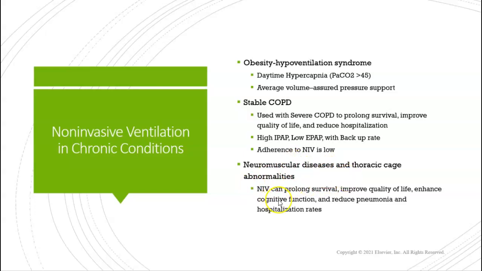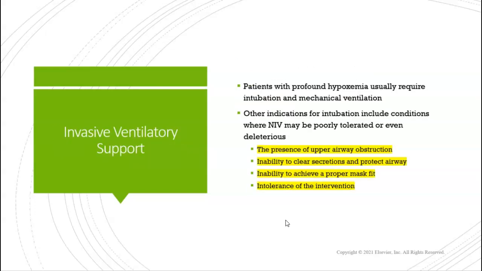Neuromuscular disease patients also can use non-invasive at home. So myasthenia gravis patients, ALS patients, things like that might be sent home with a BiPAP machine or non-invasive machine to try to, again, improve their quality of life, reduce those hospitalization rates, reduce that risk of pneumonia, because they're able to ventilate more appropriately and reduce risk of atelectasis.